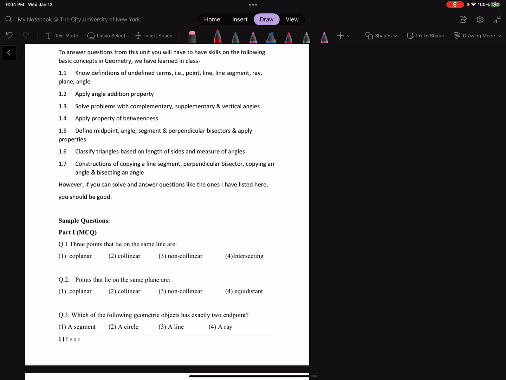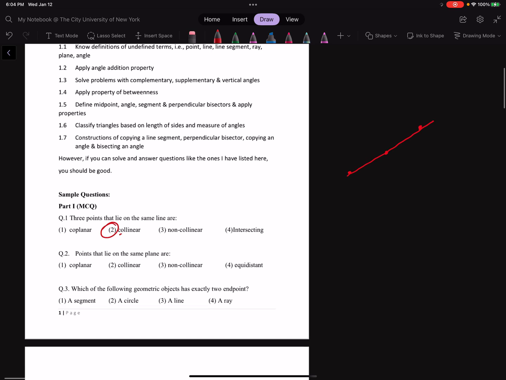In number one, it tells the 3 points that lie on the same line are... This is related to 1.1, where you need to know the definition of point, line segment, ray, plane, angle. If 3 points are in a line, what do we call it? Collinear. So your response should be collinear. Just a 10 second problem.